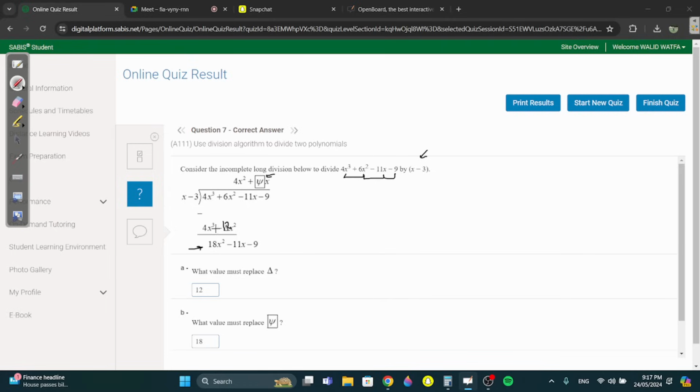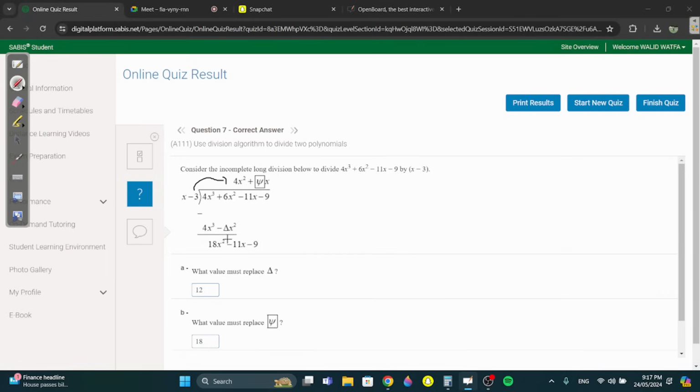So after subtracting, you got 18. So 6 minus something gets me 18. 6 minus, let's say that's x, equals 18. You're going to get x equals minus 12, and they gave you the minus, so you can put 12. So there's actually no need to divide. But for the sake of you understanding, it would be better to just multiply minus 3 times 4x squared.